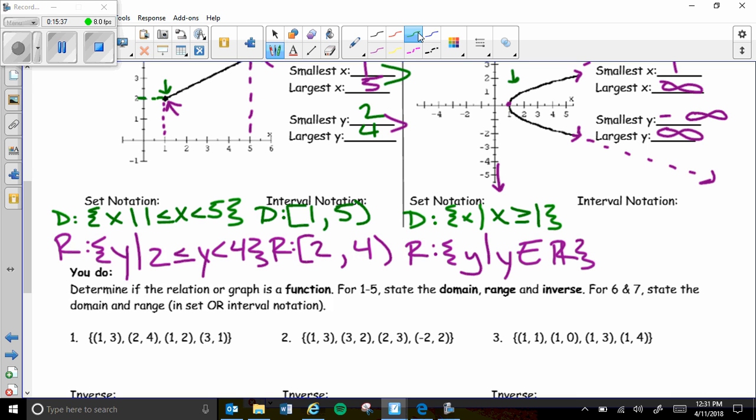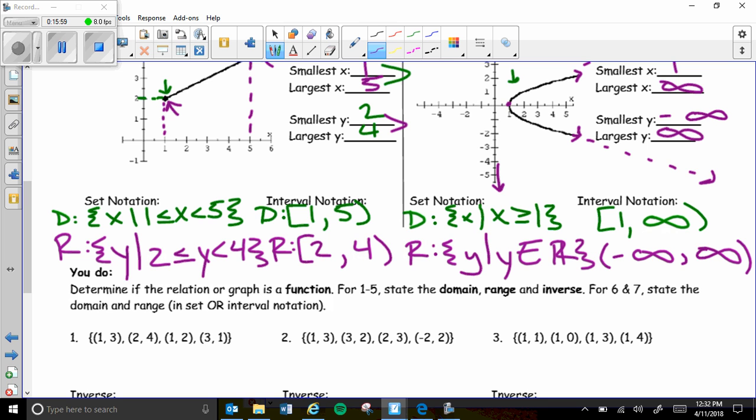So for interval notation, we start at 1, and we go to infinity. Always put parentheses around infinity signs. And then for our range, negative infinity to positive infinity. With parentheses on both sides, because we're not including infinity.